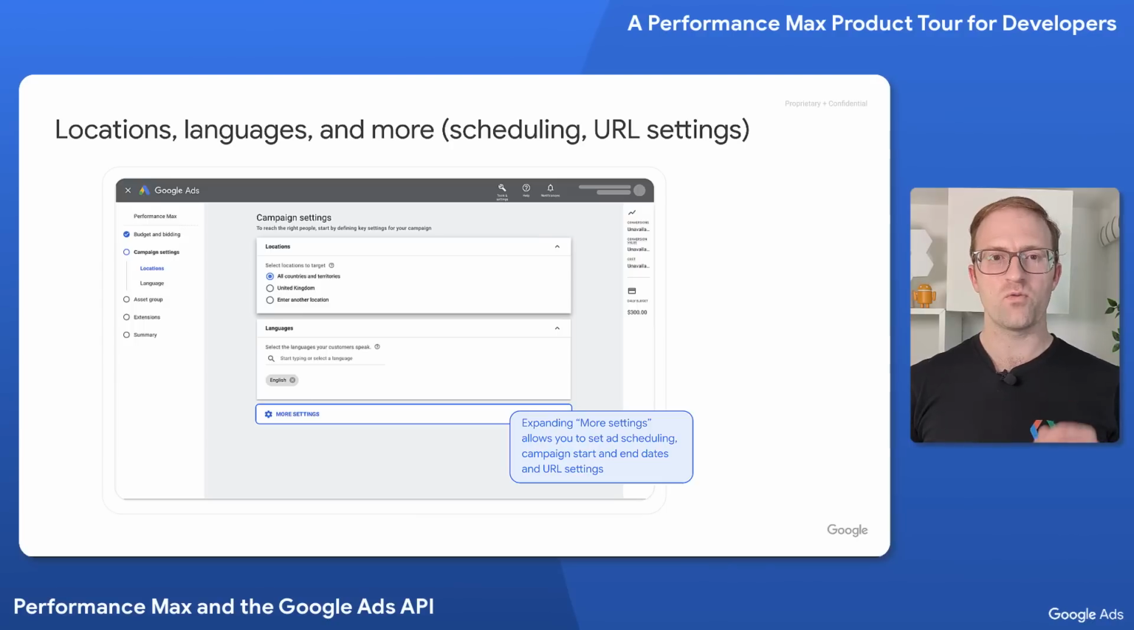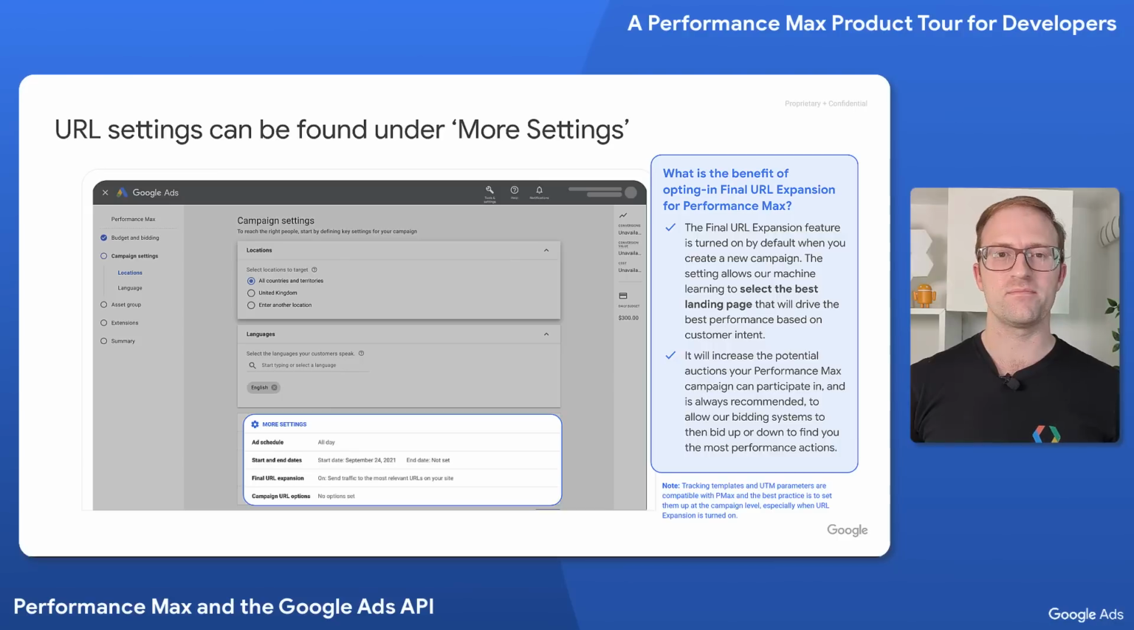Next, you'll decide which regions and languages you would like to target. Other settings can be configured for the campaign, such as start dates and end dates. This is also where enabling such features as final URL expansion are configured. We'll talk about this and where it is in a later session.